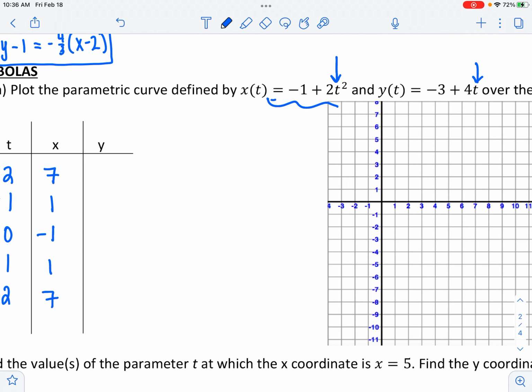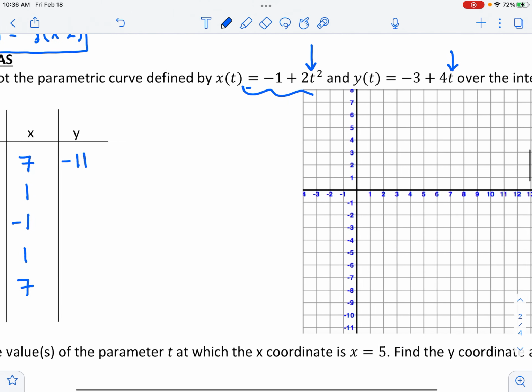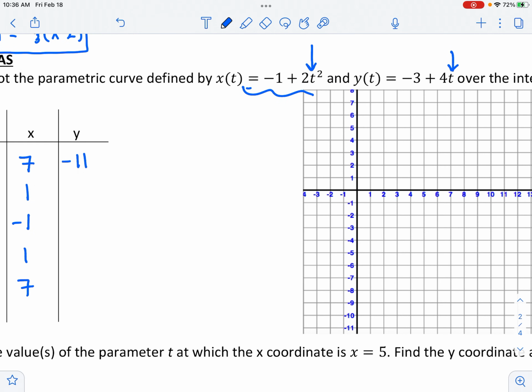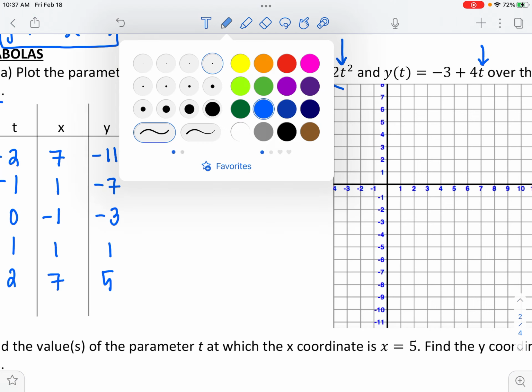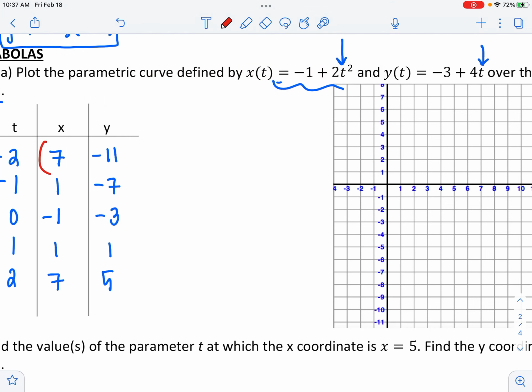4 times -2 is -8, minus 3 is -11. Since this is linear, I can look at the slope, which is 4, and just keep adding 4, or I can plug in -1. 4 times -1 is -4, minus 3 is -7. But if you look, it just increased by 4. Increased by 4 is -3, increased by 4 is 1, increased by 4 is 5. That only works for a line. Remember that.